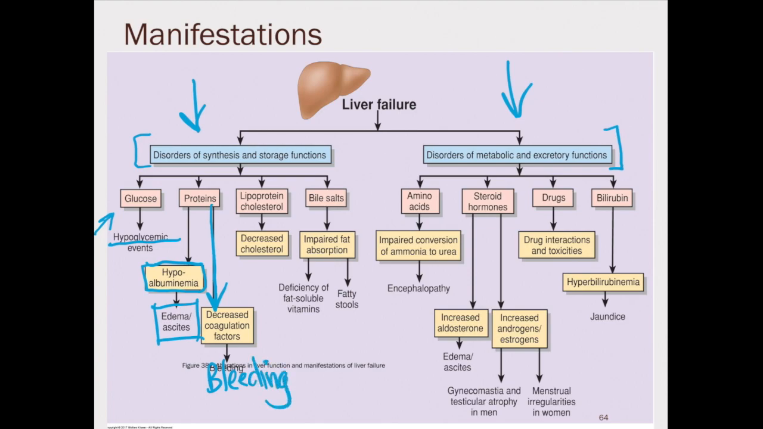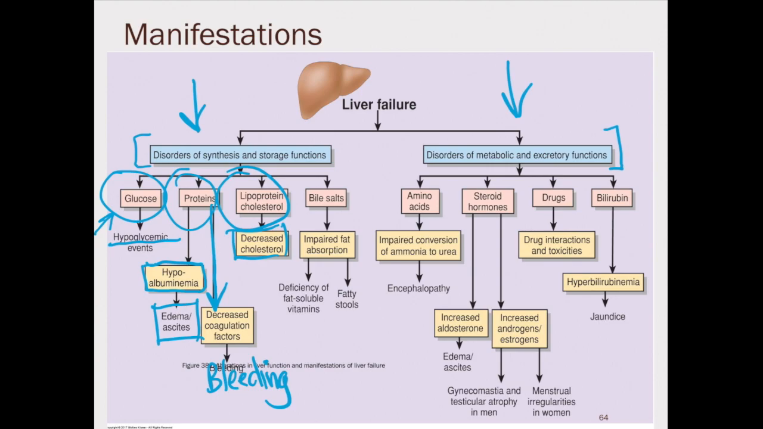And that is going to result in increased bleeding and bruising. One of the other things in terms of synthesis and storage that the liver does is it synthesizes cholesterol. It takes the fatty acids and triglycerides and rearranges them and uses them or stores them. And so we end up with a decreased cholesterol. And remember, these three are things that we've covered. Glucose, protein, and fats or lipoproteins are things that we've covered in previous units.